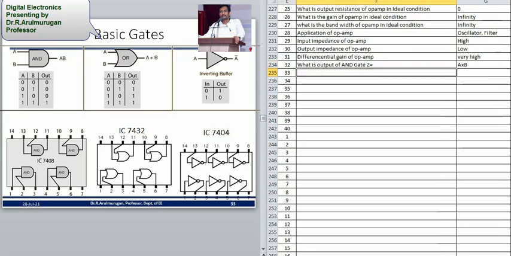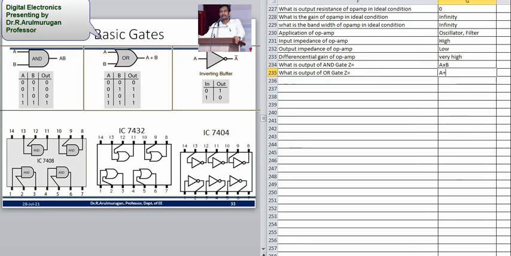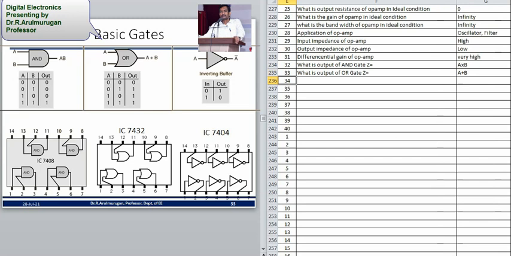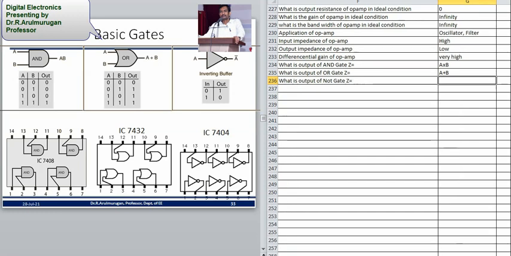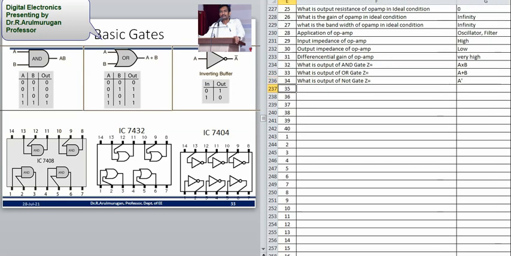What is the output of the OR gate? Z is equal to A plus B. What is the output of the NOT gate? Z is equal to what? A is the input, so A bar is the output terminal. This is the statement you should know, very important.